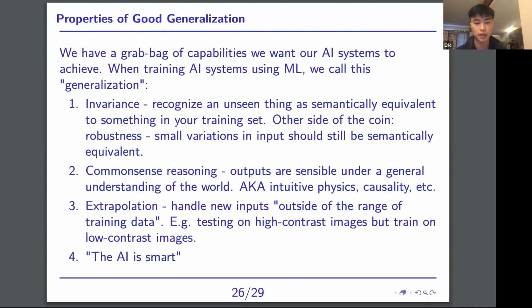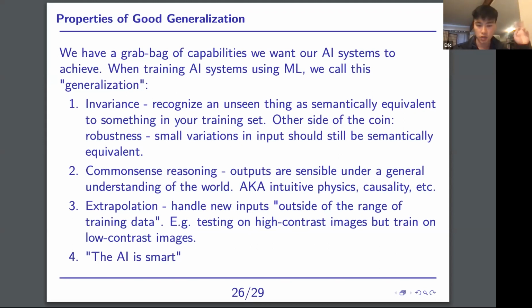Another thing that people want when they want AI models to generalize is, let me close some chat window. Yeah, so another thing when people talk about generalization is some sort of common sense reasoning. So the outputs of your model should be sensible under some general understanding of the world. And there's different names for what people call these, like intuitive physics or causality and so forth.